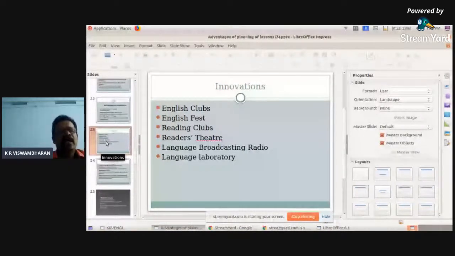Another innovation in English language learning can be the English Fest. In almost all schools, they conduct one or two days of English Fest. Here, there may be exhibitions and performances. Exhibitions of students' portfolios, their creative work, and children's literature. Apart from this, they can think about various performances by the students, sketches, role plays, and they can even develop the scripts of these sketches or performances.